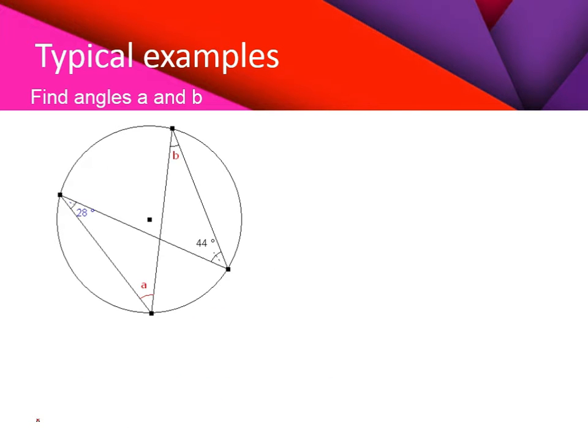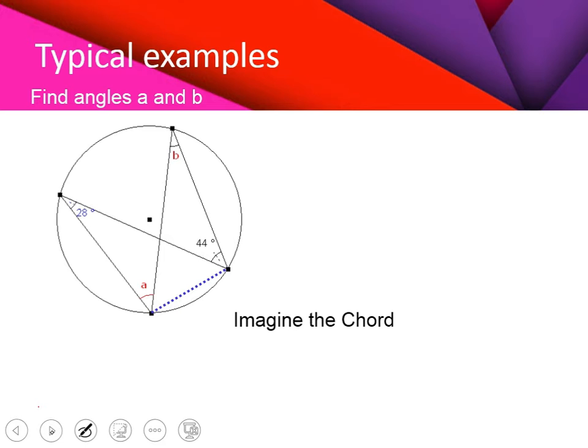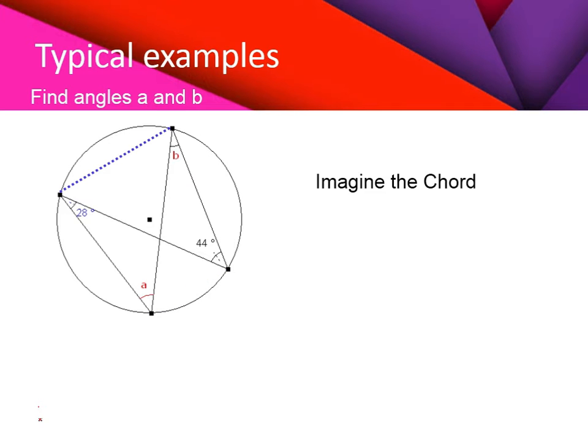Now next, see here we have one of the examples. If we have to find A and B, imagine that this is a chord. This is one of the chords. See that the starting and the ending point are same. So we can say that angle B is equal to 28 because these two are segments with this chord. Similarly, if we draw a chord here, imagine this is a chord, it means that these two are segments.